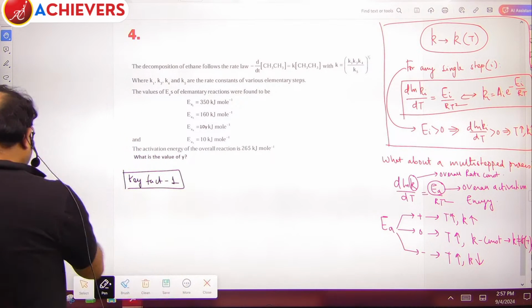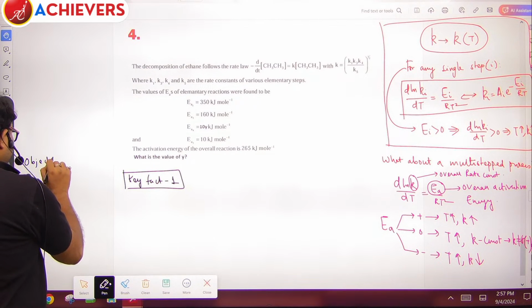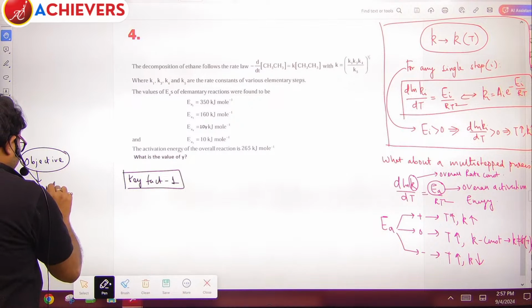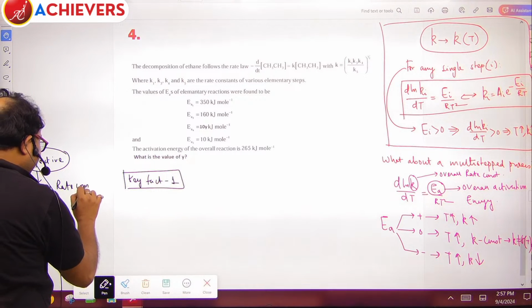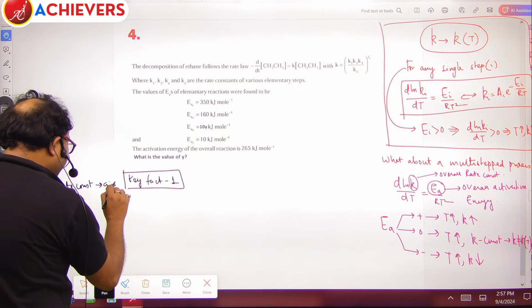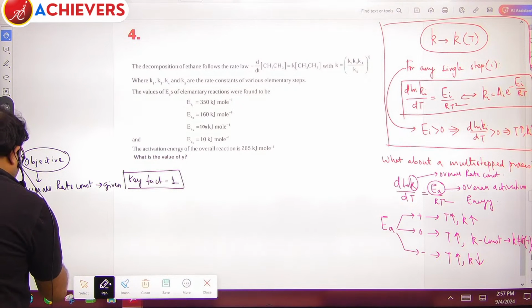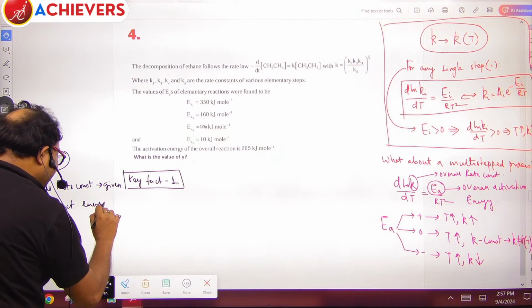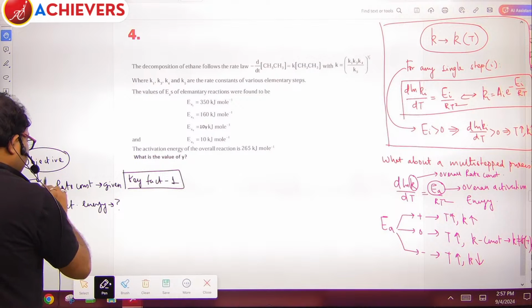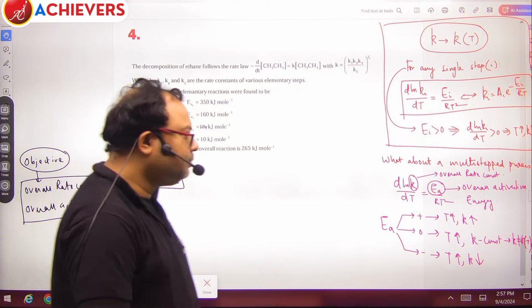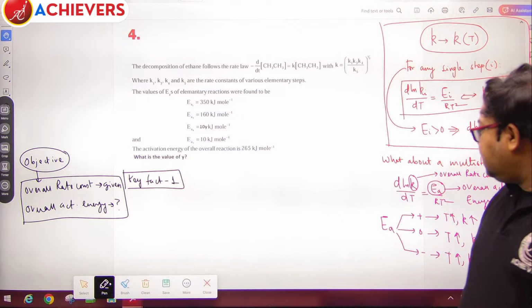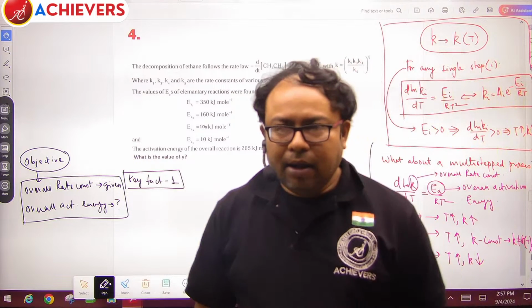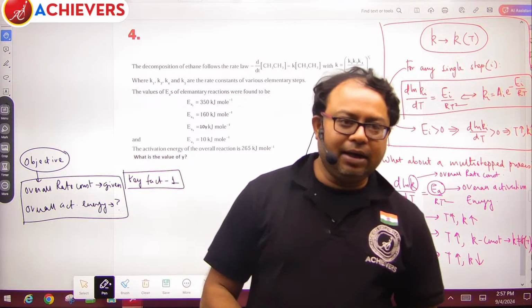So what is our objective? Our objective is very simple. The overall rate constant is given. You have to find out the overall activation energy.